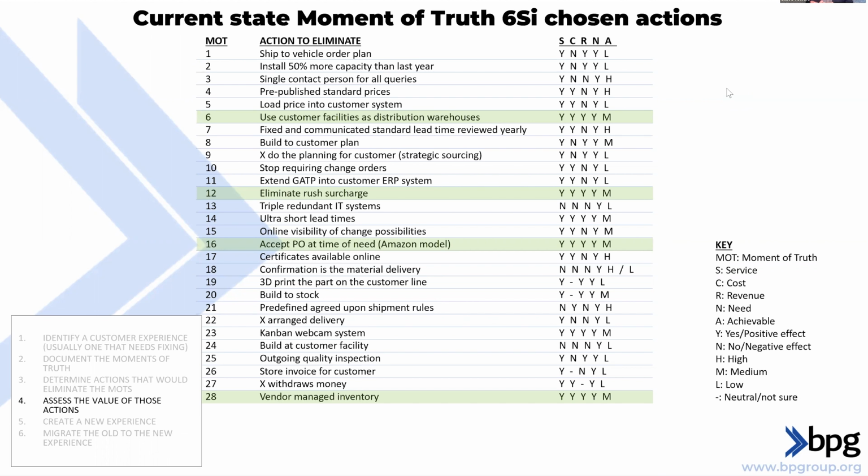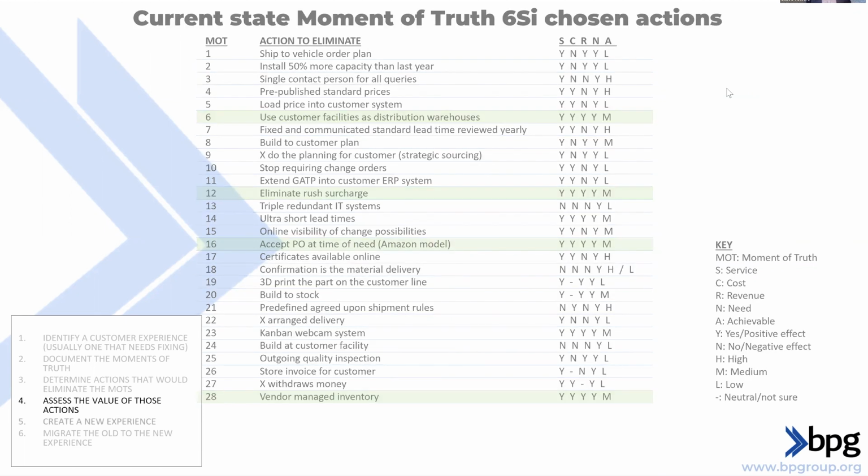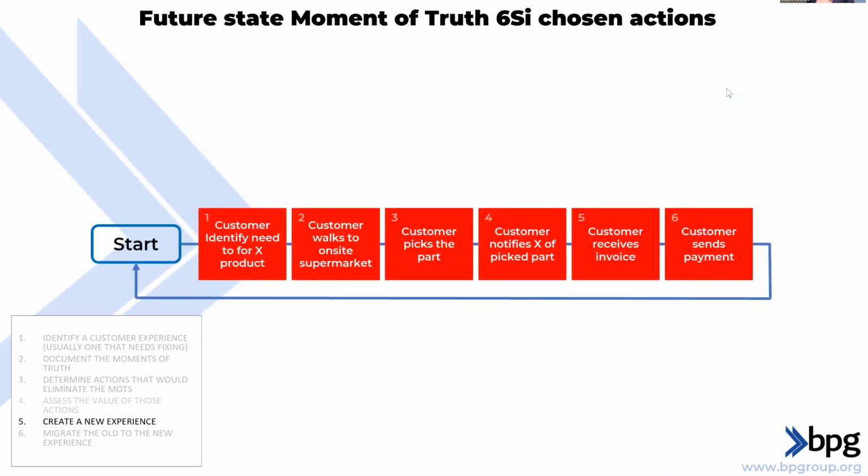So as you can see there, there's a yes against service, costs, revenue, and will it meet the need? And achievable in all these instances, yes, it's medium achievable, right? So it's highly desirable. So can we craft a solution around those 4 actions to eliminate, and what would the resulting moments of truth look like for the future state? So here we have the future state, moments of truth 1 through to 6, customer identifies need right the way through to customer sending payment. Pretty good stuff, eh? And implementing that in a matter of 3 months. So that's create the new experience.